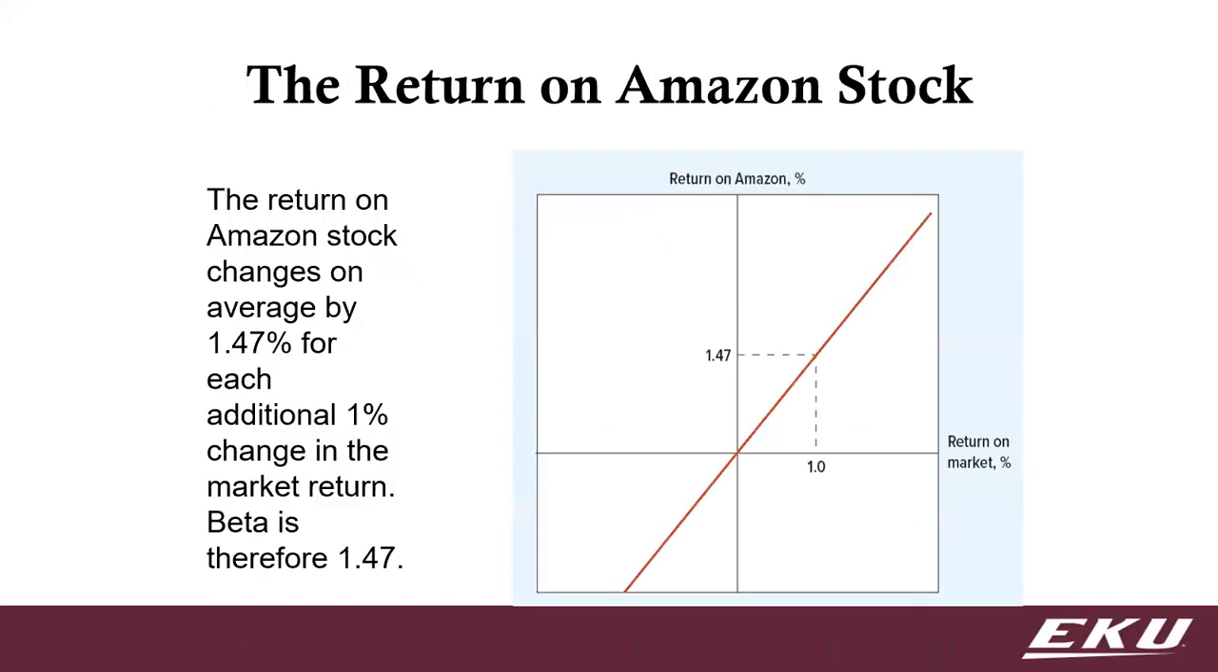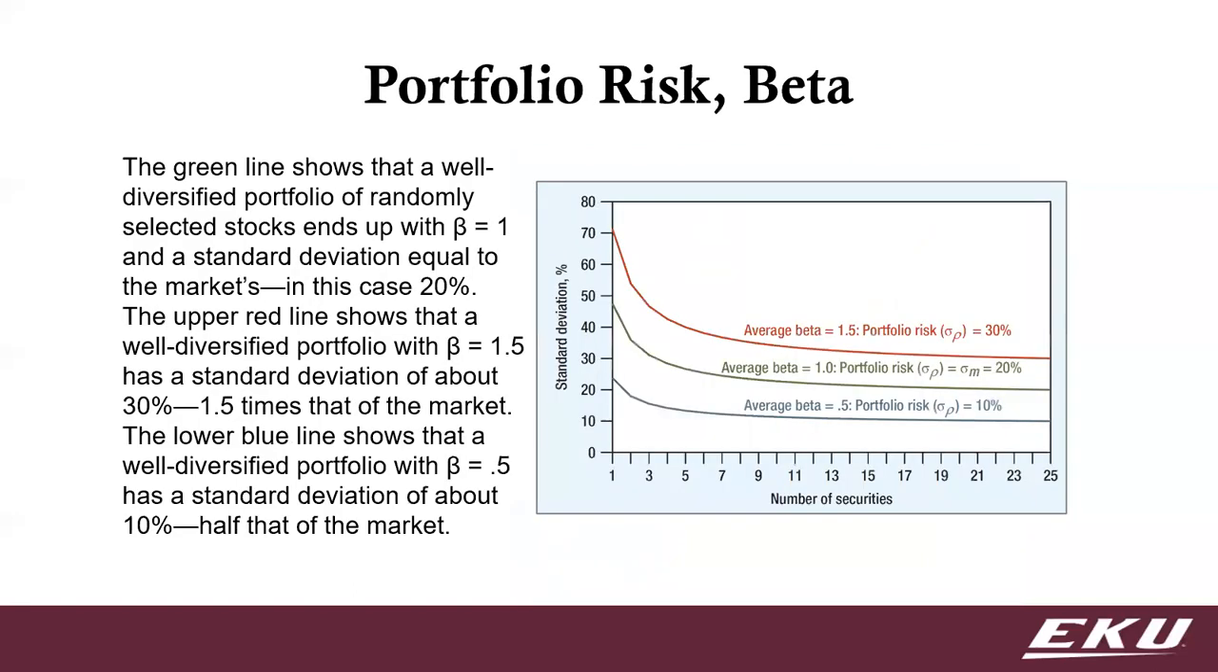Okay. And so here's an example using Amazon stock, right? For every 1% change in the market, Amazon stock gets an average return of 1.47. So we would say that the beta for Amazon is 1.47. There's other ways of calculating it, but this is the way we're going to use. Okay.